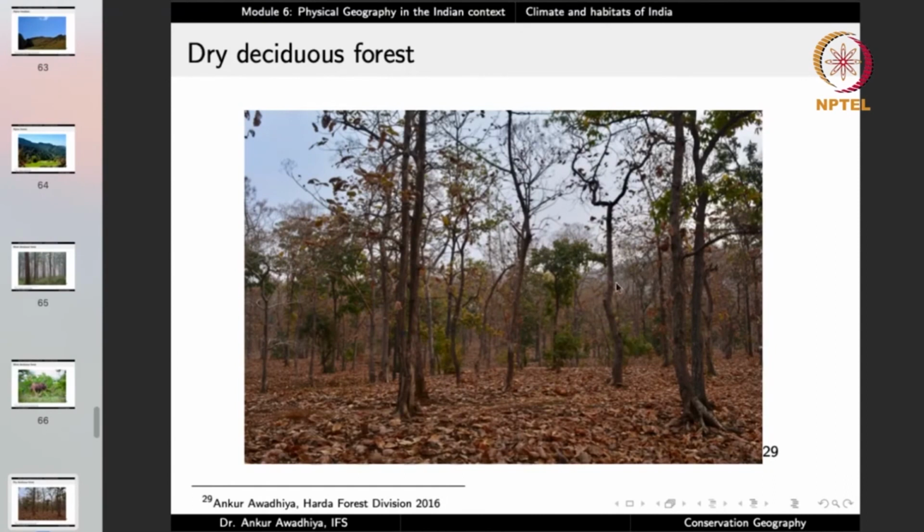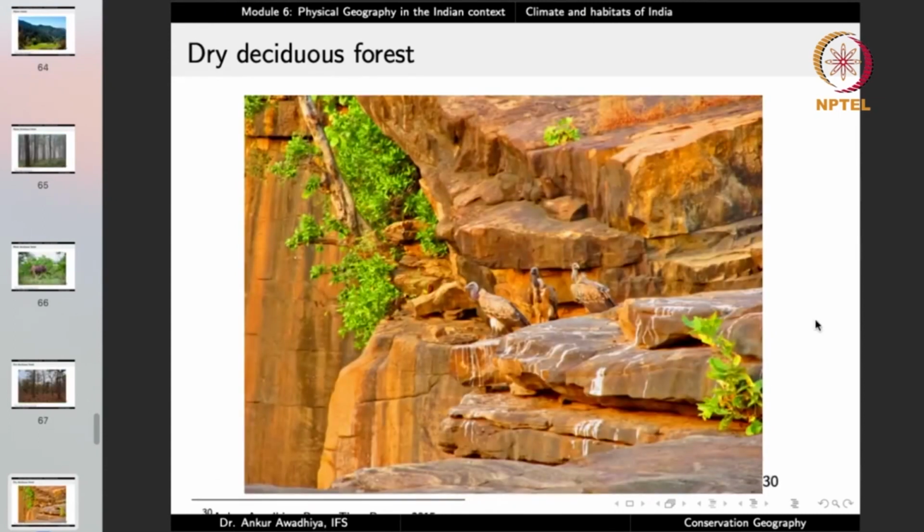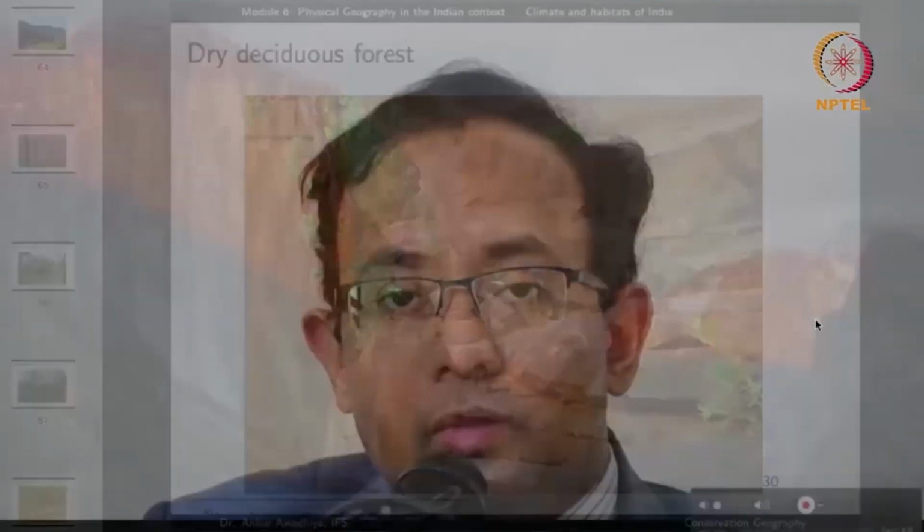This is another example from Panna Tiger Reserve. Now, when we talk about the deciduous forests, they support a large biodiversity. We find tigers both in Uttarakhand as well as in Madhya Pradesh. We also find tigers in Tamil Nadu, or the Mudumalai Tiger Reserve. So, this is Panna Tiger Reserve. This is Mudumalai Tiger Reserve.